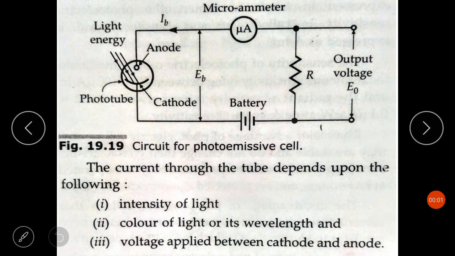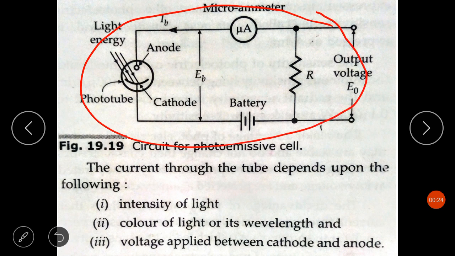Hello students, in the last lecture I was discussing photoelectric transducers, and in that I was discussing vacuum type photoemissive cells. We'll continue with the same topic in this lecture also. I was telling you in my last lecture that this circuit will be used for the measurement of luminous flux, or luminous intensity, or light energy.